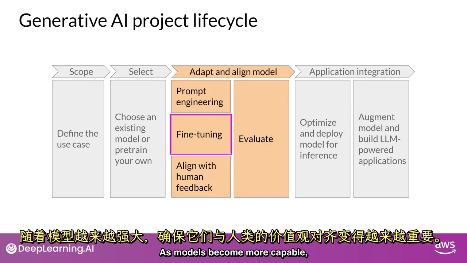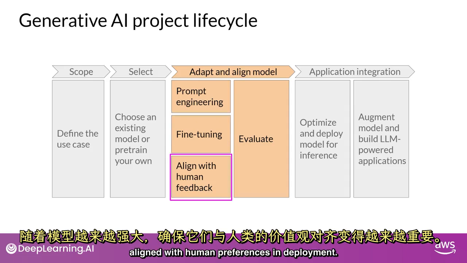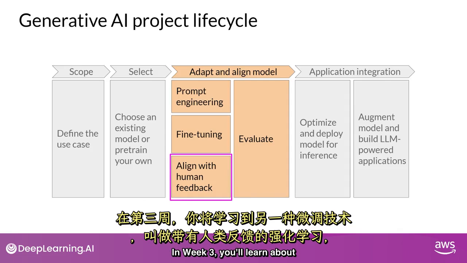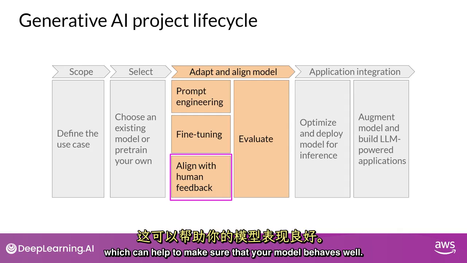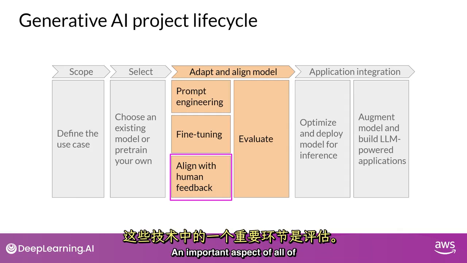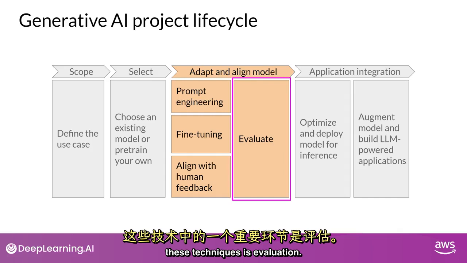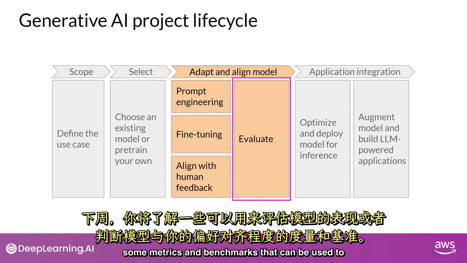As models become more capable, it's becoming increasingly important to ensure that they behave well and in a way that is aligned with human preferences in deployment. In week 3, you'll learn about an additional fine-tuning technique called reinforcement learning with human feedback, which can help to make sure that your model behaves well. An important aspect of all of these techniques is evaluation. Next week, you'll explore some metrics and benchmarks that can be used to determine how well your model is performing or how well aligned it is to your preferences.